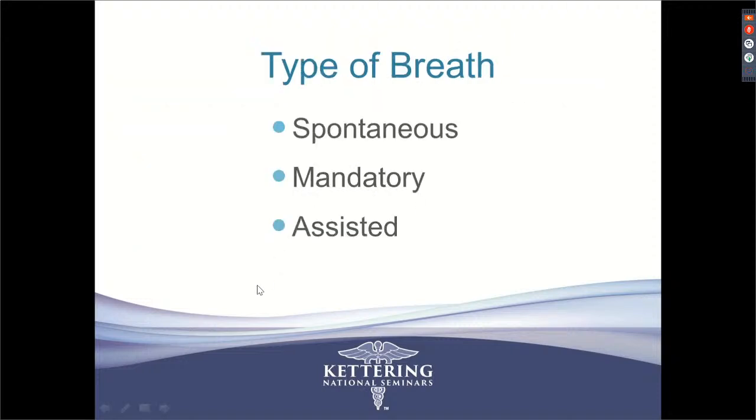Now, bottom of page 6, there are several different types of breaths. There's the spontaneous breath, where the patient does everything. The mandatory breath, that means the ventilator does everything. And then you have one down here called the assisted breath. That's where you get help from the patient and the machine. Both of them are controlling certain elements of the breath as it's delivered.